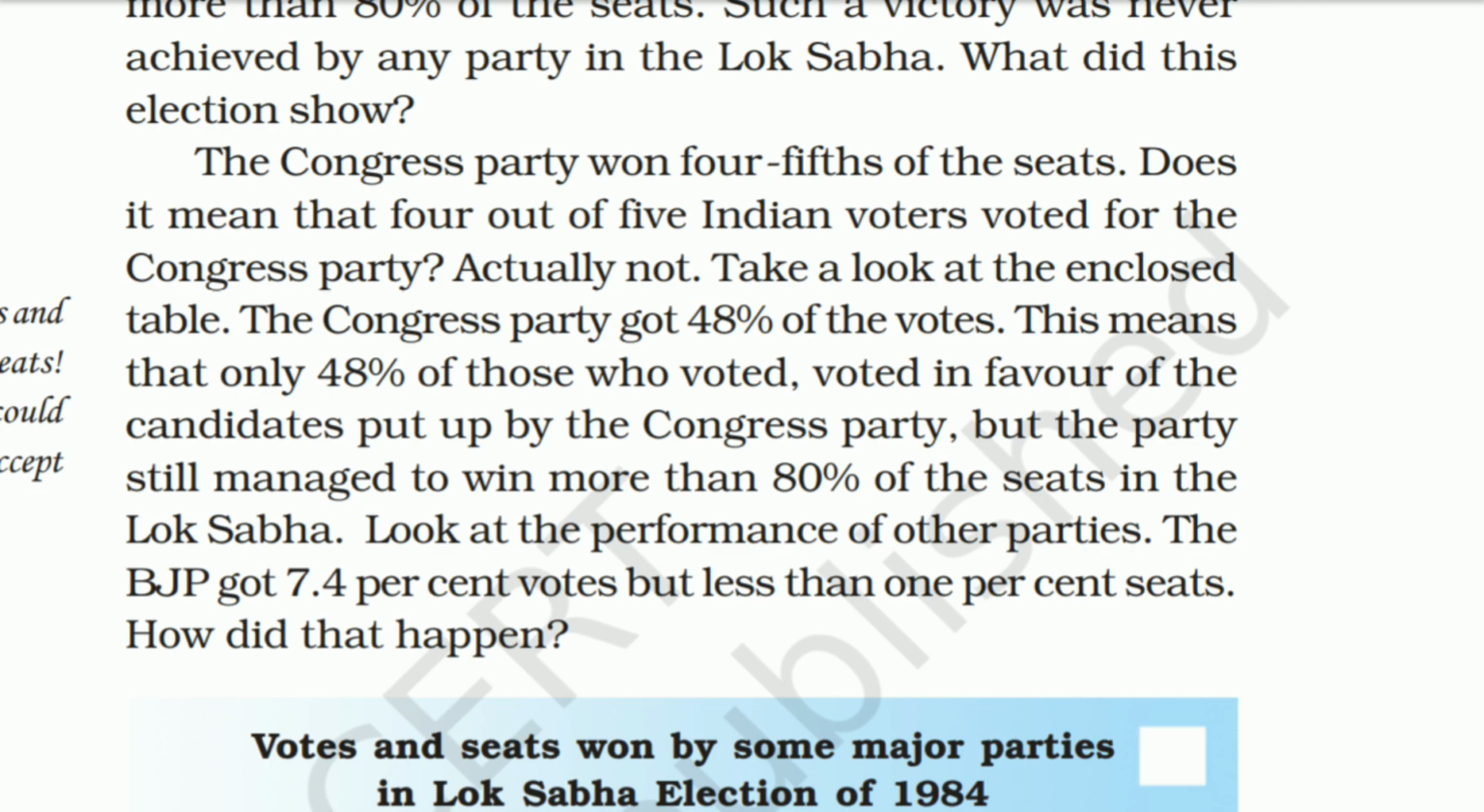Actually, no. Take a look at the enclosed table. The Congress party got 48% of the vote. That is less than 50%. This means that only 48% of the people who voted did so in favor of candidates put up by the Congress party, but the party still managed to win more than 80% of the seats in the Lok Sabha. Look at the performance of the other parties. The BJP got 7.4% of the vote but less than 1% of the seats. But how did that happen?